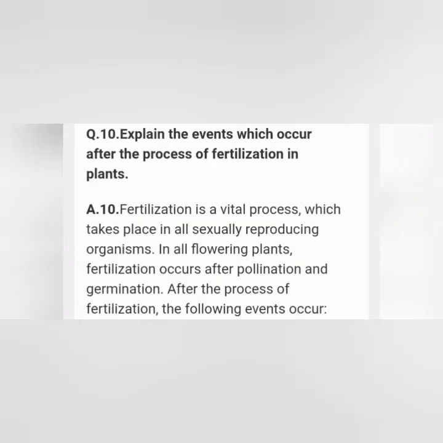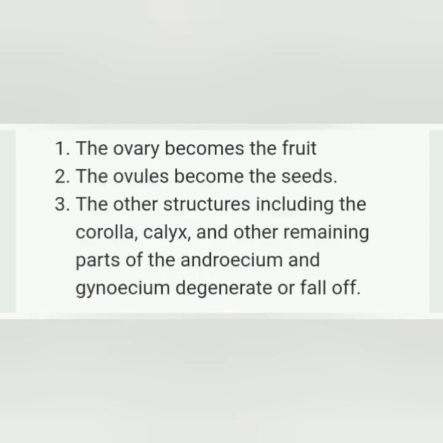Question. Explain the events which occur after the process of fertilization in plants. Answer. Fertilization is a vital process which takes place in all sexually reproducing organisms. In all flowering plants, fertilization occurs after pollination and germination. After the process of fertilization, the following events occur. 1. The ovary becomes the fruit. 2. The ovules become the seeds. 3. The other structures including the corolla, calyx, and other remaining parts of the androecium and gynoecium degenerate or fall off.